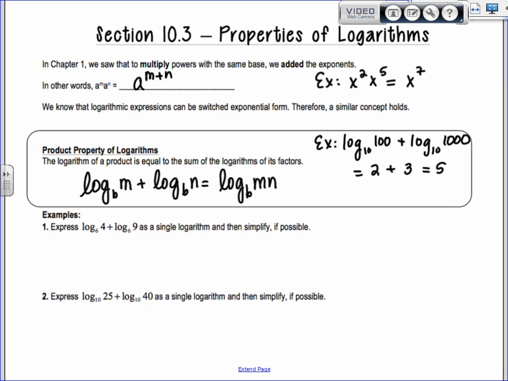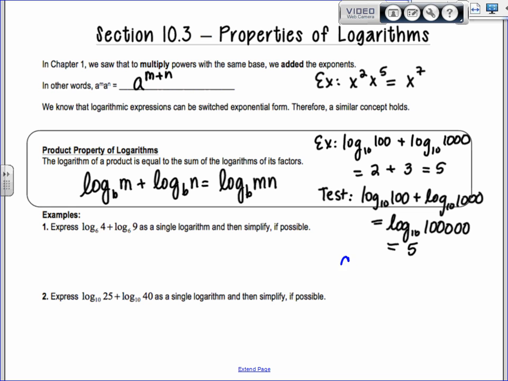So let's test. If I do my product property, I have log base 10 of 100 plus log base 10 of 1,000. The product property is saying that we can combine those with multiplication. We can do log base 10 of 100 times 1,000. So 5 zeros. And that works. 10 to what power gives me 100,000? 10 to the 5. So see how it works. You can always test whether or not something's true or false based on that.